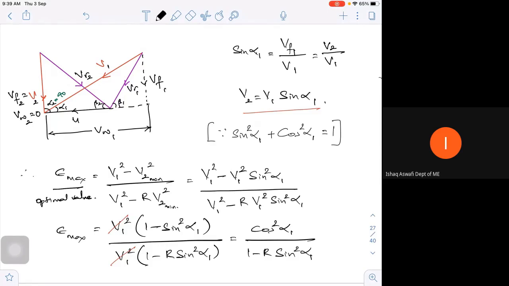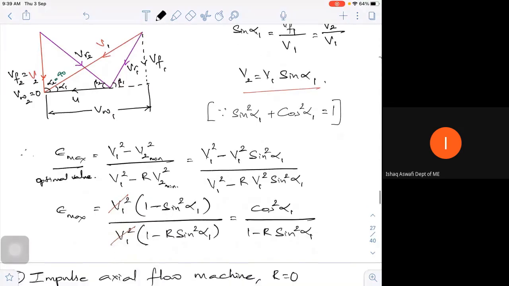As yesterday I showed, V2 is pulled in such a way that I am going to make it minimum. So when it will be minimum, when V2 is equal to Vf2, for that condition my VW2 is equal to 0. That is, the exit value is equal to 0. So I am going to substitute for V2. So V2 minimum at that condition is equal to alpha 1. With a little bit of simplification and removing some of the terms common in numerator and denominator, I will end up with, for an axial flow machine, epsilon max is equal to cos square alpha 1 divided by 1 minus r sin square alpha.